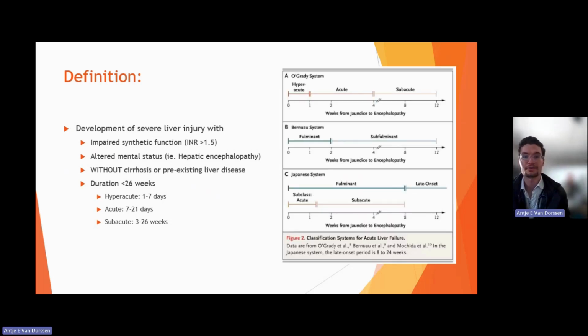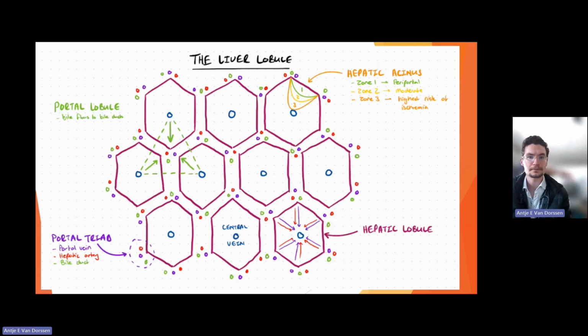Here are a few classification systems taken from an article by Grady et al. And you can see the different classification systems that are used across the world. The Japanese have a slightly different approach to classifying liver failure.